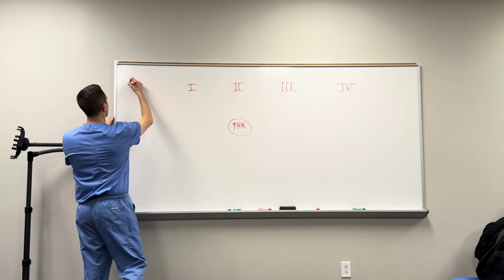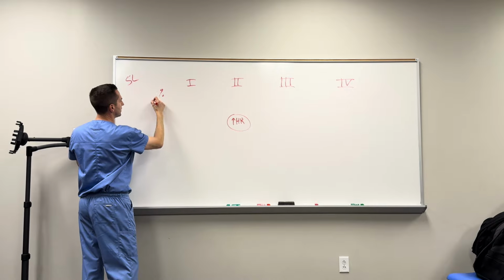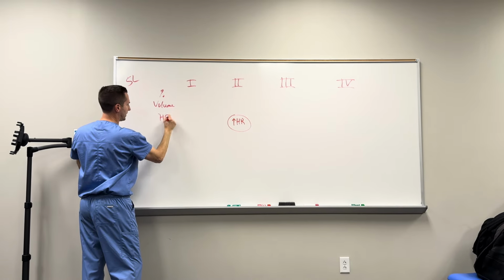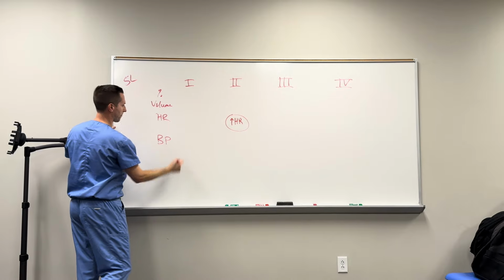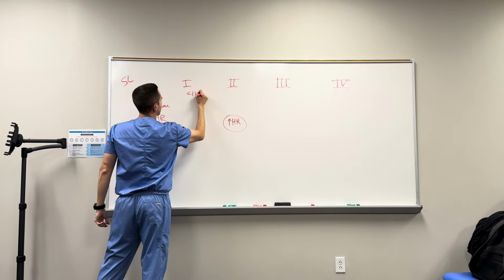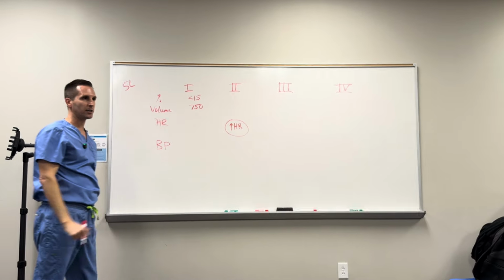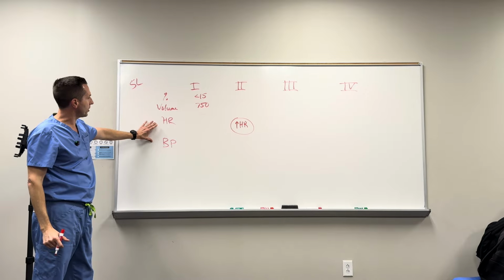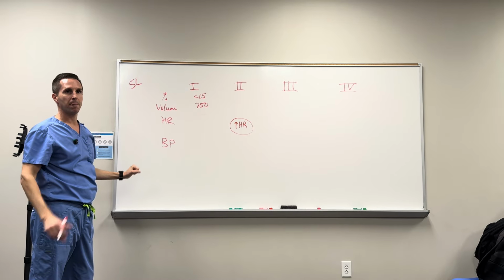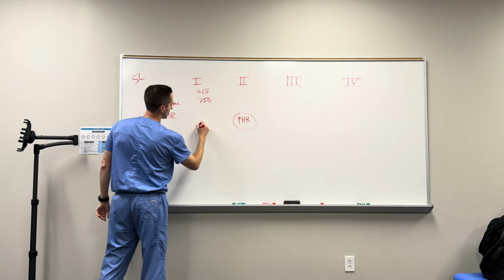So how many liters of blood are in a normal 70-kilo human? 5. All right, so 5 liters of blood. We're going to talk in percentages of blood loss in volume. We're going to talk about heart rate, and we're going to talk about blood pressure, because these are the important concepts here. So class 1 is less than 15% or 750 cc's of blood loss. What happens to the heart rate and the blood pressure in class 1 shock or hemorrhage? Nothing.